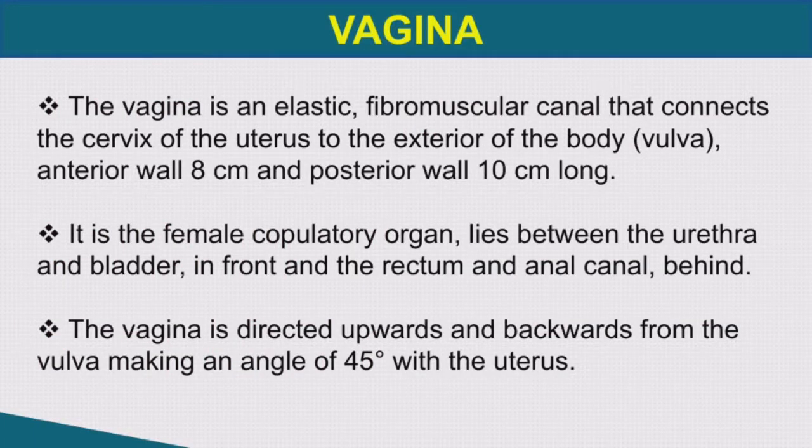Now I explain about vagina. The vagina is an elastic, fibromuscular canal that connects the cervix of the uterus to the exterior of the body, the vulva, anterior wall 8 cm and posterior wall 10 cm long. It is the female copulatory organ, lies between the urethra and bladder in front and the rectum and anal canal behind. The vagina is directed upwards and backwards from the vulva making an angle of 45 degrees with the uterus.